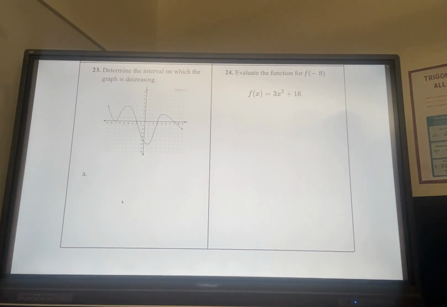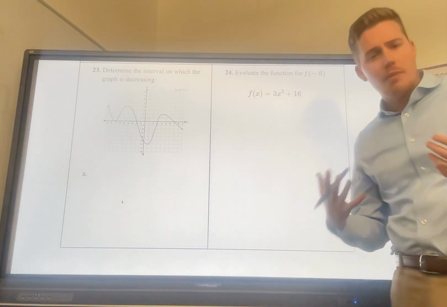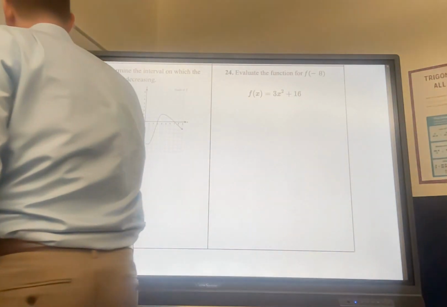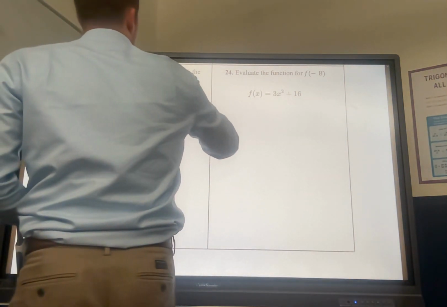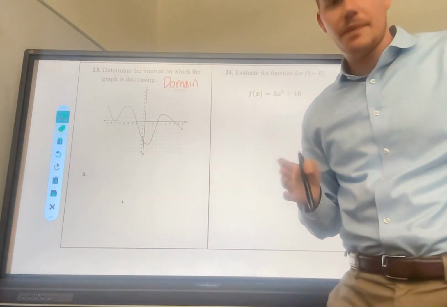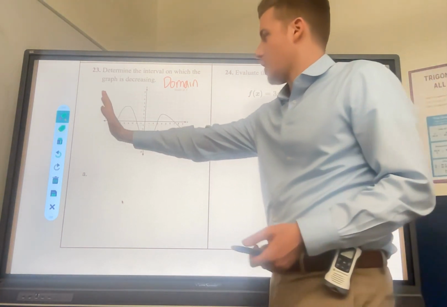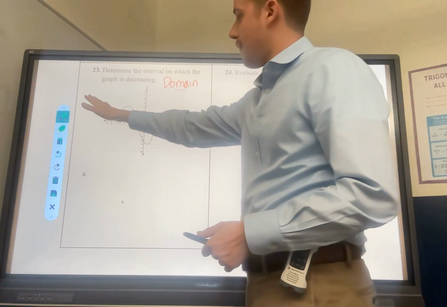All right, cool. Let's take a look at question 23. It says determine the interval on which the graph is decreasing. Remember, y'all, when I talk about interval, I'm talking about the domain of my function here, okay? And I'm looking for where it's decreasing. So as we read our graphs from left to right, we are decreasing whenever we are moving down.